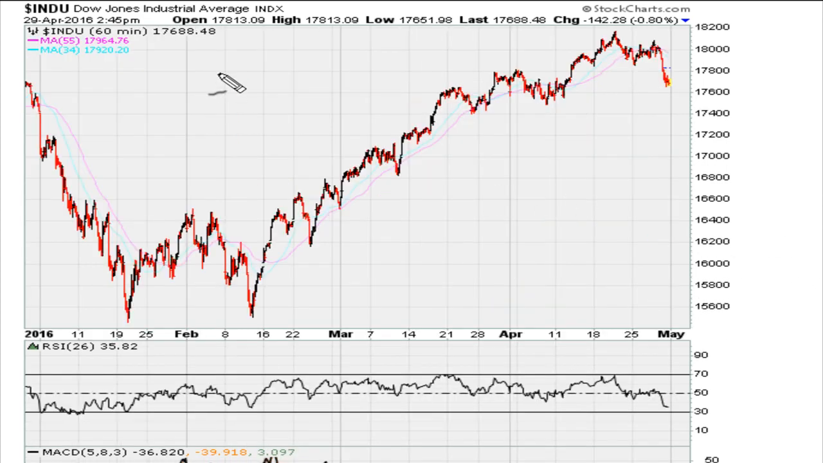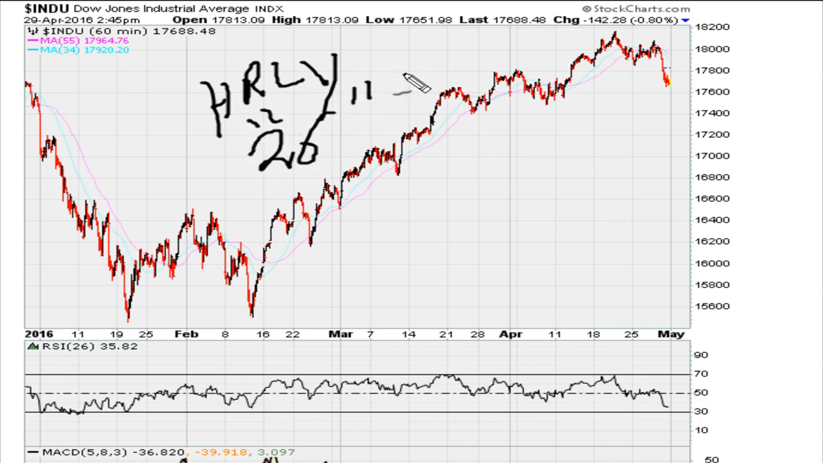If we take a look at the Dow hourly, here on the hourly I'm using an RSI setting of 26. So 26 RSI settings for both the hourly and the 30-minute charts in this video. So just keep that in mind. The setting is 26 and not the default of 14.